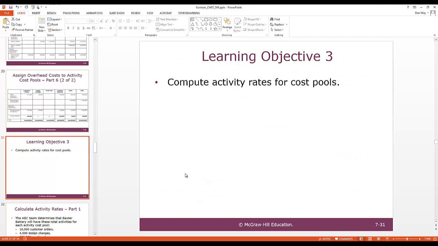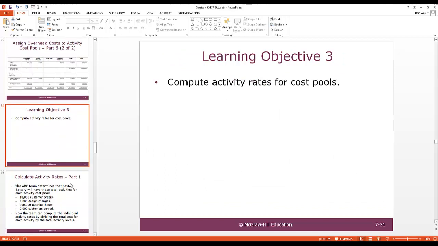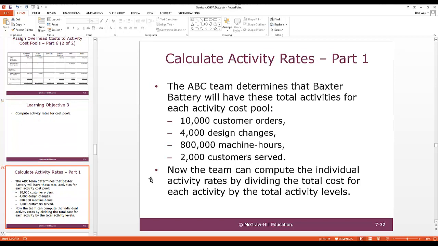So learning objective 3 was to compute activity rates for those cost pools. Let's assume that the ABC team here at Baxter determines that total activities for each cost pool are as follows: 10,000 customer orders, 4,000 design changes, 800,000 machine hours, and 2,000 customers served. So now we can come up with individual activity rates for each cost pool by dividing the total cost that we've dumped into the cost pool by the total activity levels.